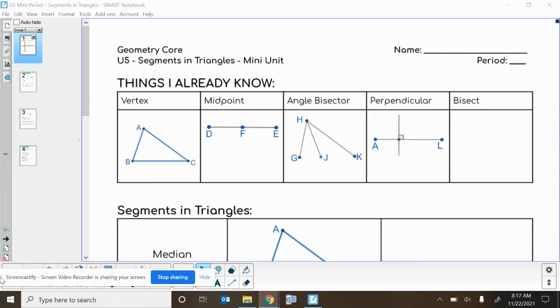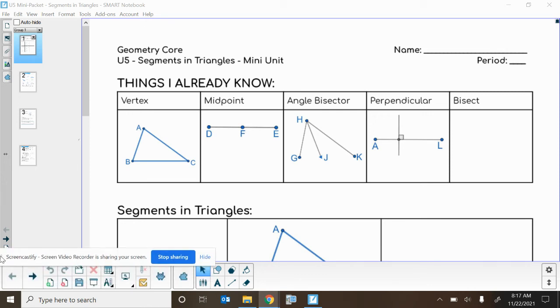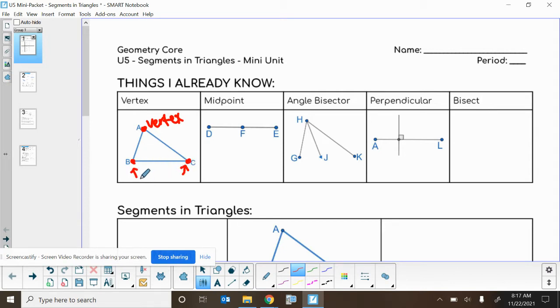Okay, so before we start, we are going to start with things we already know. So, vertex. Remember that each corner of a triangle or an angle is a vertex. So, each of these are vertices. That's the plural, but we'll just write vertex.